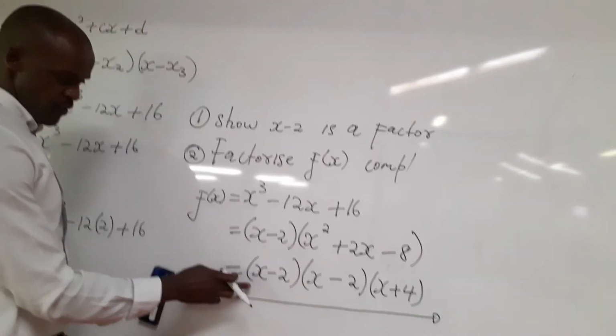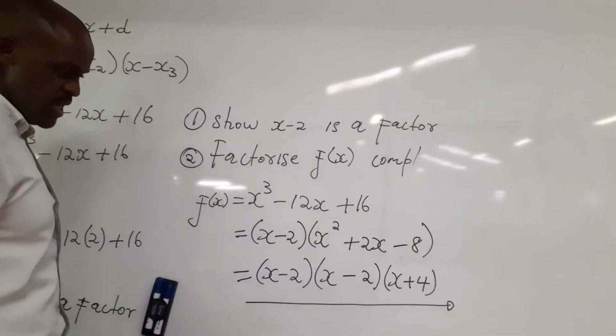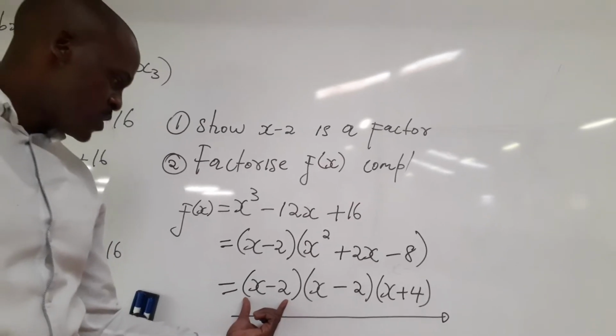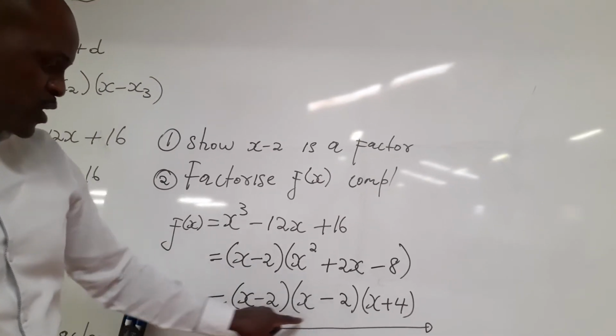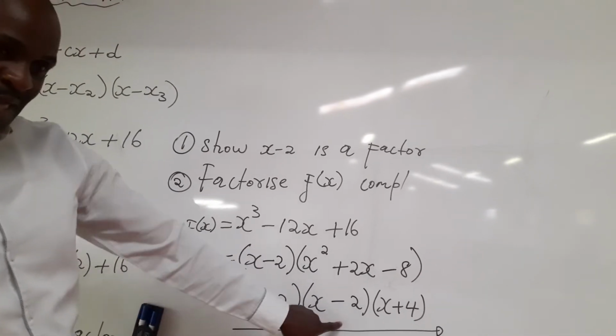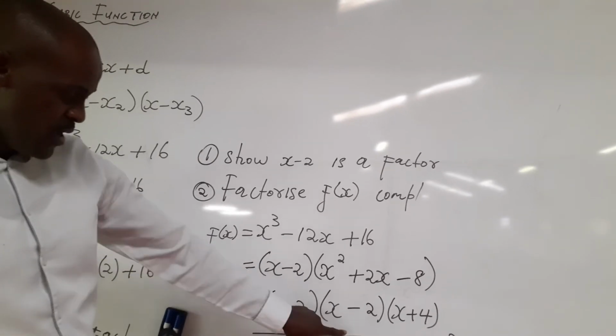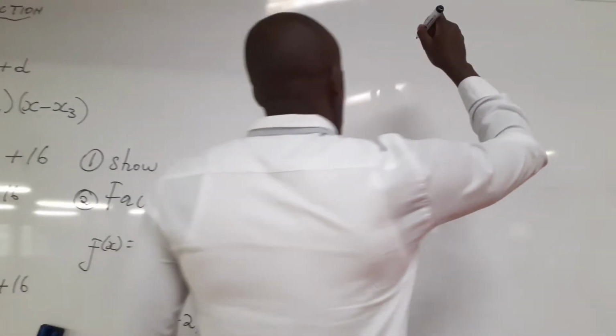When you look here, we've got two roots that are the same. Remember that I said when you see this, you bear in mind that you are going to have a turning point here, simply because the roots are the same. We are going to find two equal roots. Let's go to the next question.